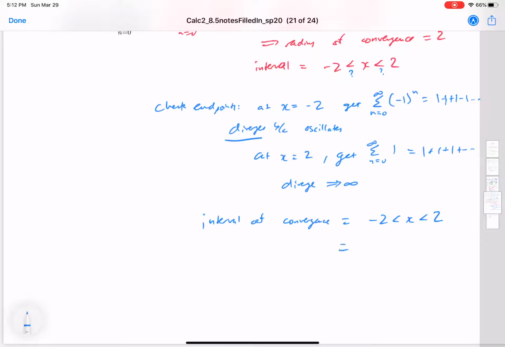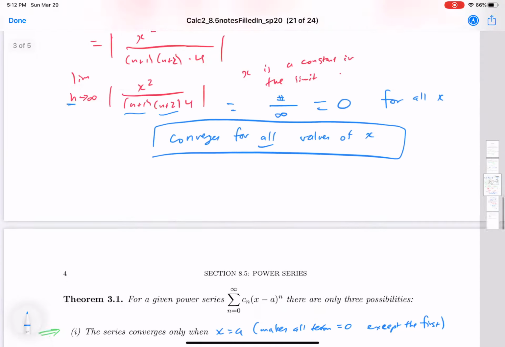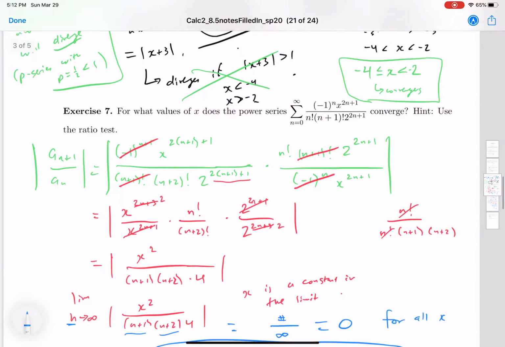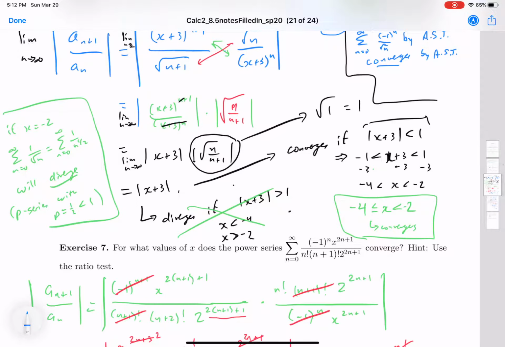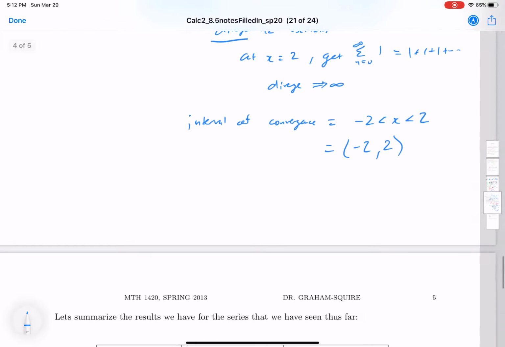And we usually write this in interval notation as (-2, 2), not to be confused with the coordinate (-2, 2). These are all x values from -2 to 2. And remember, the parentheses mean you don't include the point, whereas brackets would be including the point. So like, in this example up here, I would write it as [-4, -2) if I wanted to write the interval there.